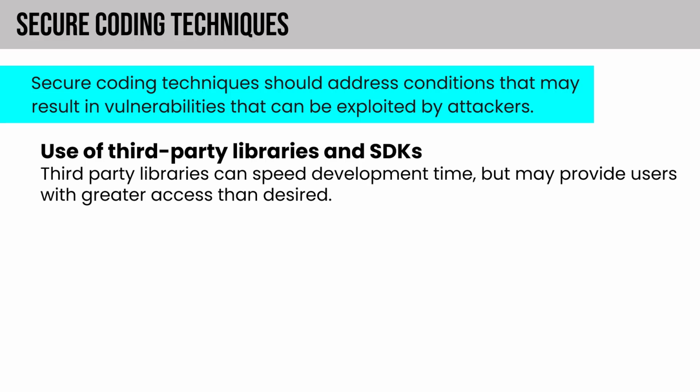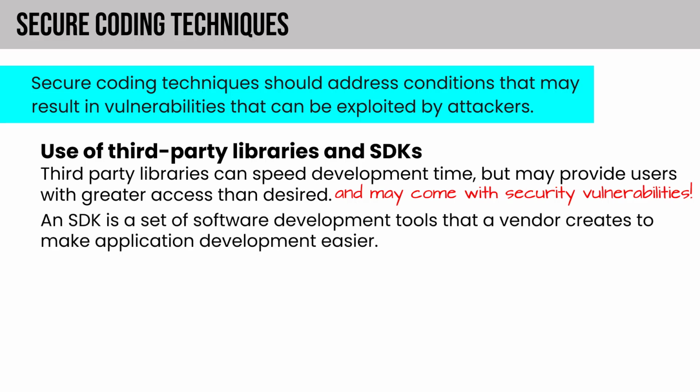So third-party libraries and SDKs are sometimes used in development, and third-party libraries can speed development time, but may provide users with greater access than desired and may come with security vulnerabilities of their own, so these need to be selected and validated carefully. An SDK or software development kit is a software development tool kit that a vendor creates to make application development easier.